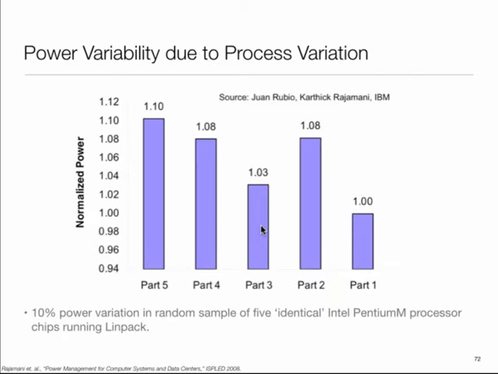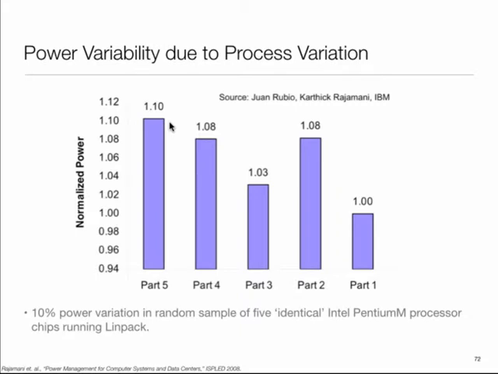The second one is that I may have identical parts, as in same part number, but because of variations in manufacturing, they may exhibit differences. So this first slide is showing that there are 5 identical Intel processors, and this is showing not the absolute but the normalized power. What's happening here is that if part number 1 is called 1 unit of power, parts 2, 3, 4, 5 had powers which varied as much as 10%. Okay, so this is under identical operating conditions.